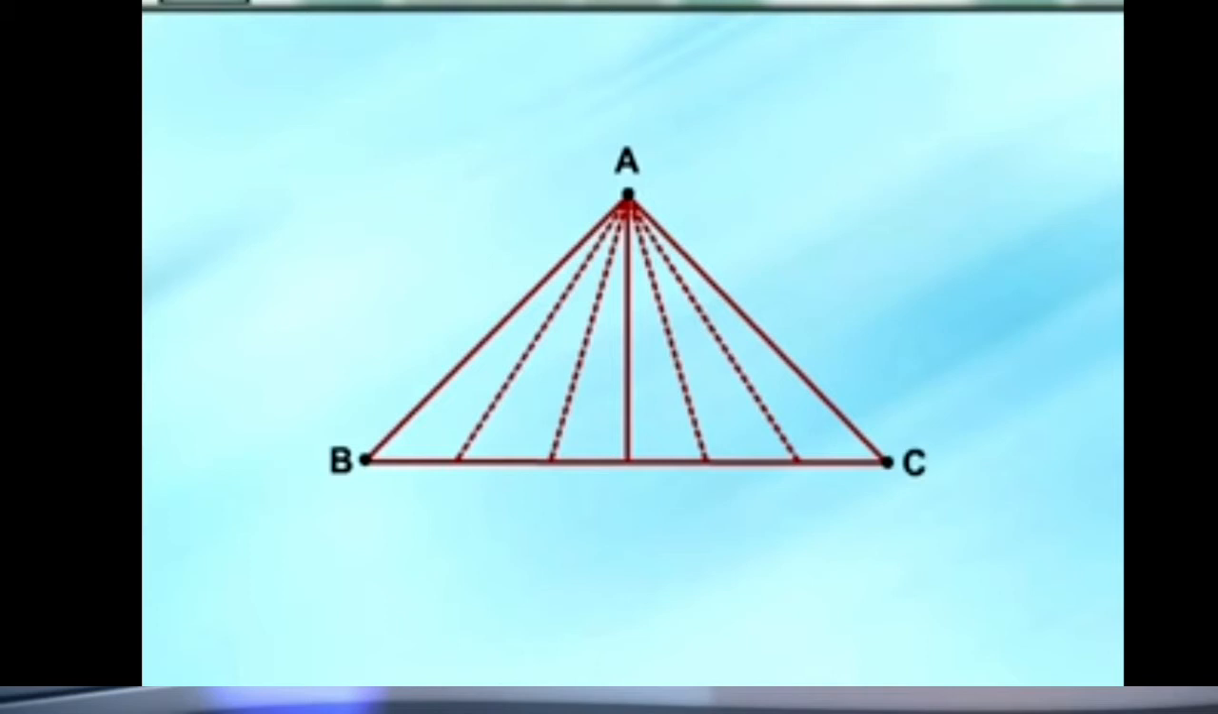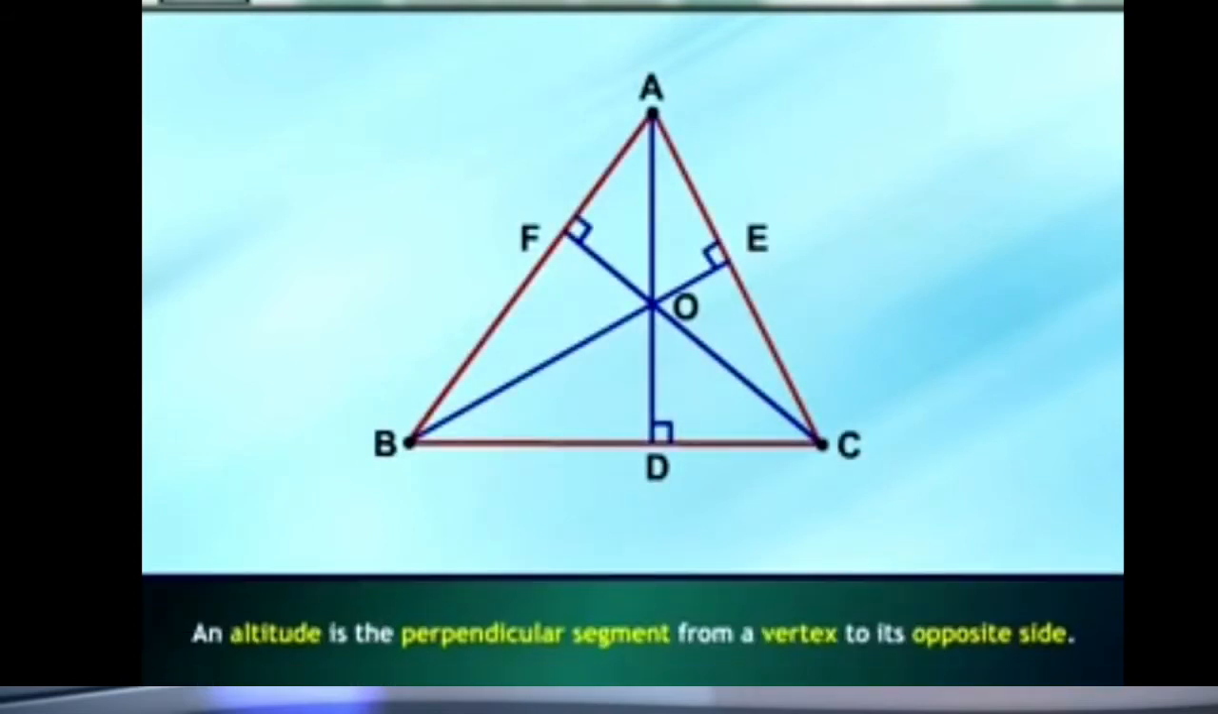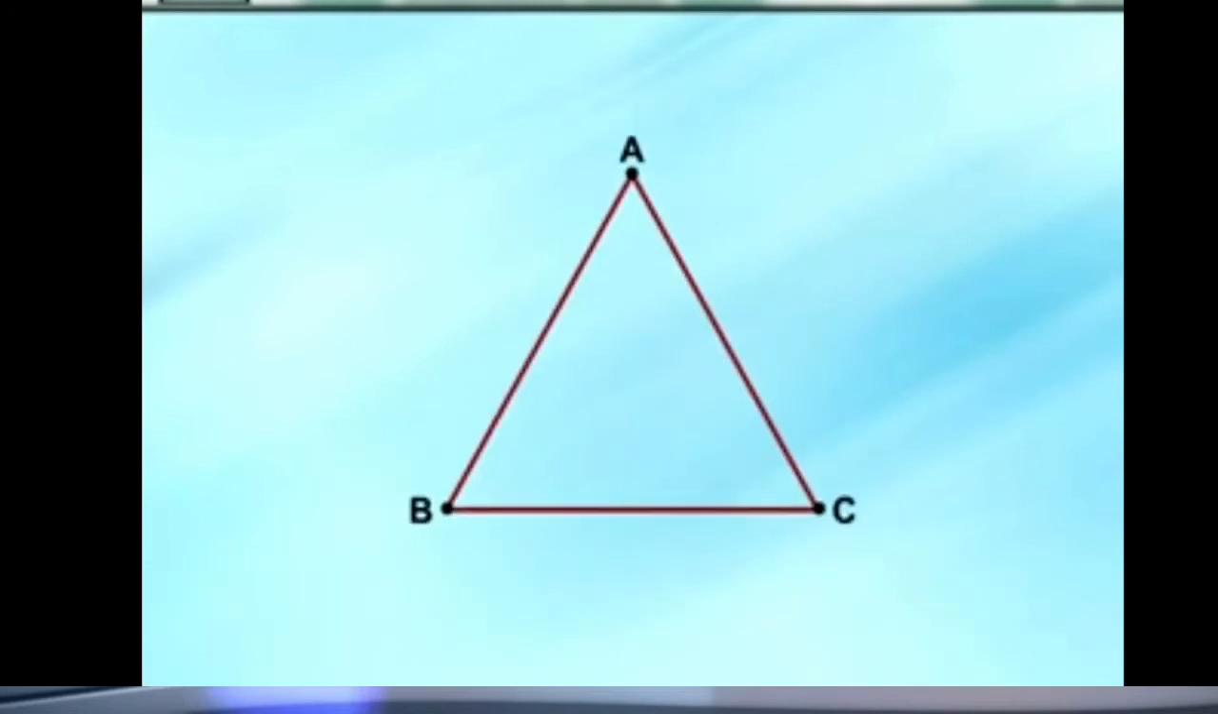The perpendicular drawn from the vertex of a triangle to the opposite side is called the height or the altitude. Here AD is perpendicular to BC. So AD is the height. And altitude is a perpendicular segment from a vertex to its opposite side. We can draw the height from all the three vertices.